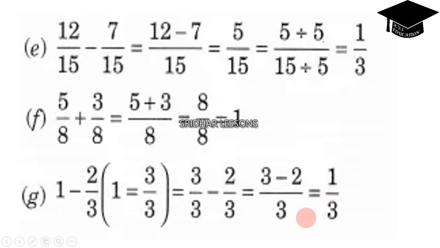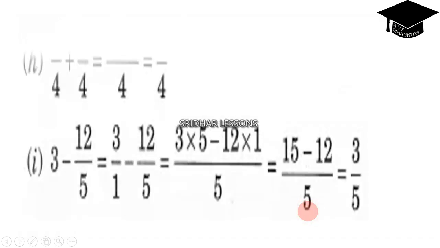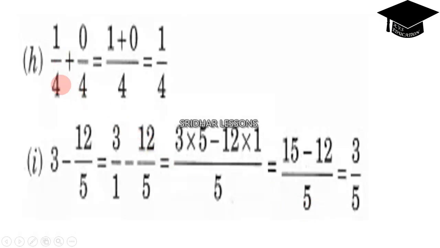Okay? Students, how quickly you can do the mathematics depends upon your practice. So practice as many problems as you can. Try to solve as many sums as possible. Next, 1 by 4 plus 0 by 4. This means 1 plus 0 by 4, this is equal to 1 by 4.